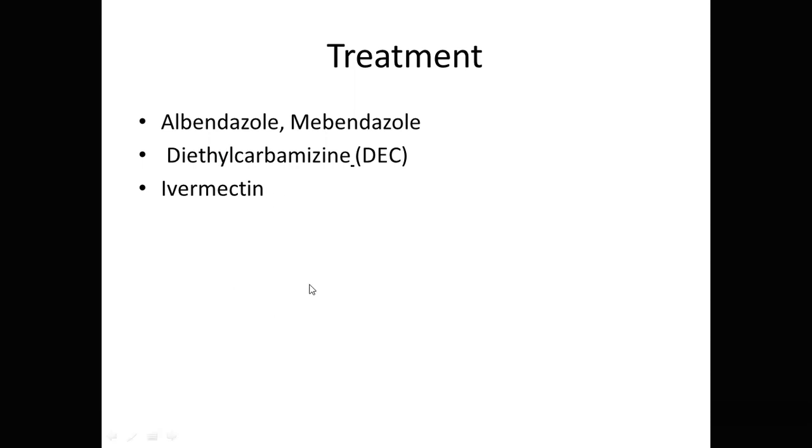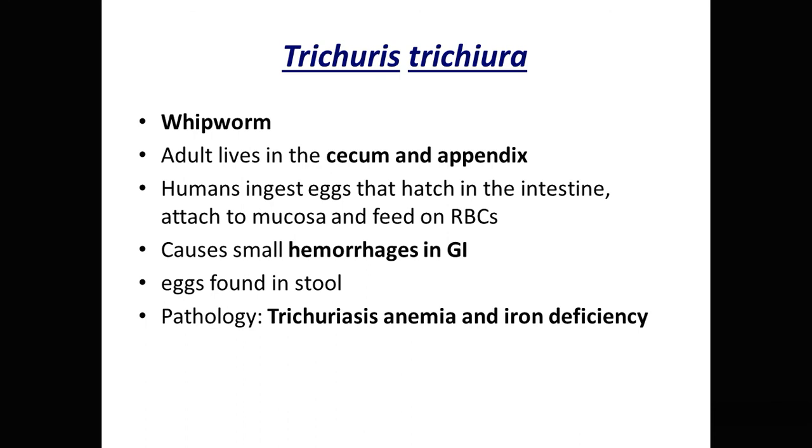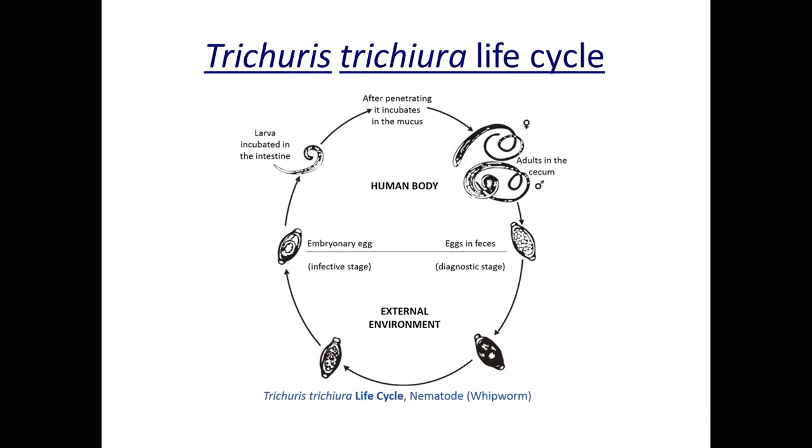Yeah, so I have mentioned already Trichuris trichiura, this is whipworm. It has the whip, and the adult lives in the cecum and appendix, and humans ingest eggs, and eggs hatch in the intestines, attach to mucosa, and feed on red blood cells, and can cause damage to the GI tract, and eggs are released in stools. And pathology is trichuriasis, anemia, and iron deficiency. This is the life cycle. We have antiparasitic medications here as well.